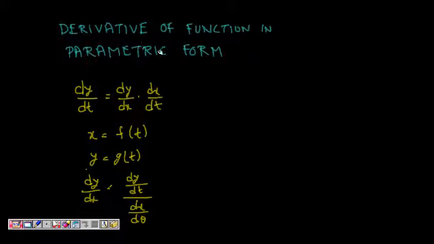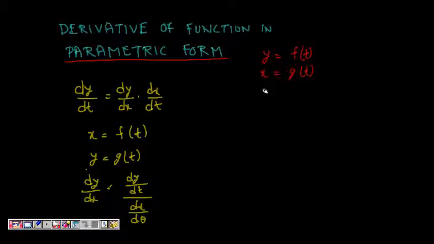In this lecture, we will learn about finding derivatives of functions in parametric form. Many times the x and y coordinates are not decided so that y is a function of x, but both y and x are functions of some other parameter. So y is a function of t, and x can also be a function of t.